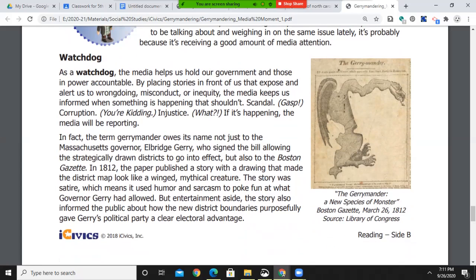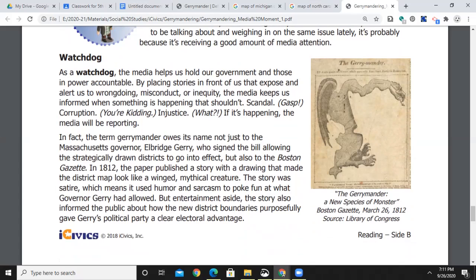Watchdog. As a watchdog, the media helps to hold our government and those in power accountable. By placing stories in front of us that expose and alert us to wrongdoing, misconduct, or inequity, the media keeps us informed when something is happening that shouldn't. Scandal. Corruption. You're kidding. Injustice? What? If it's happening, the media will be reporting.